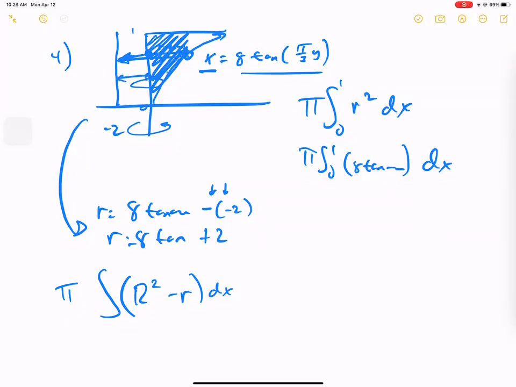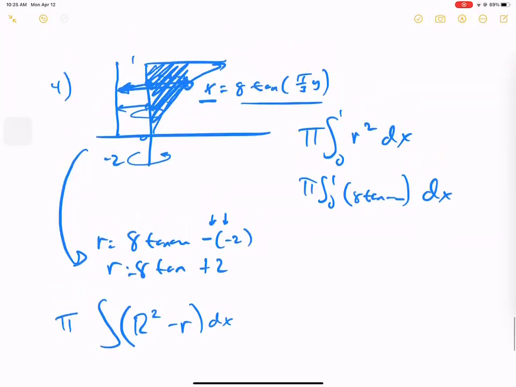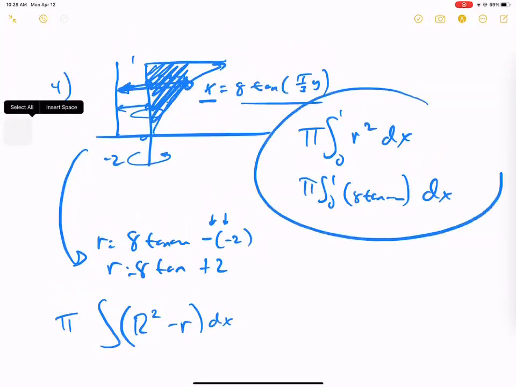Okay. Emily, are you okay with the setup for this problem here? For number 4? Okay. Someone asked me about how to do 5.